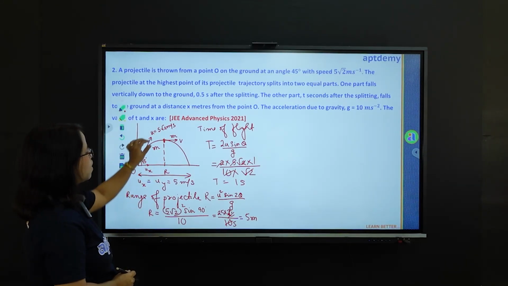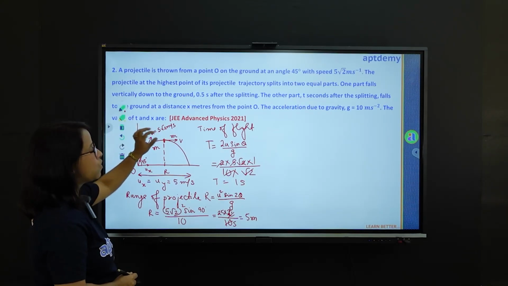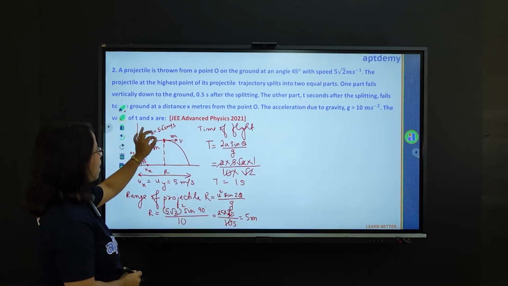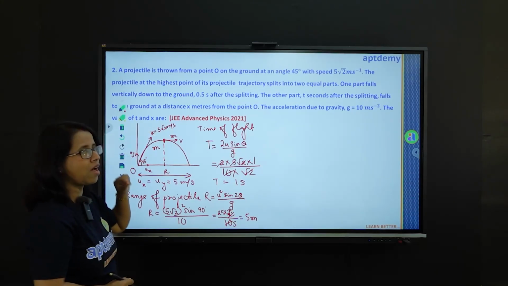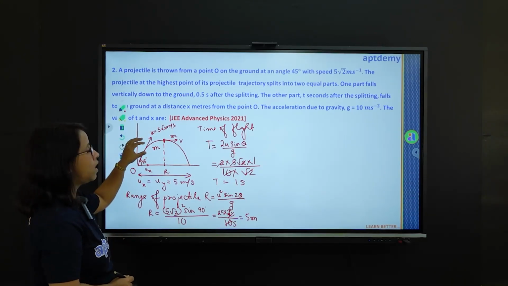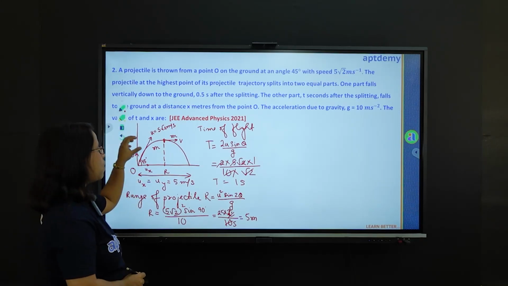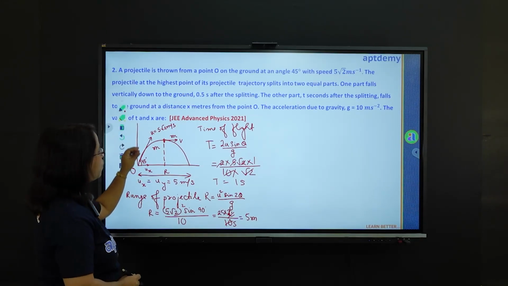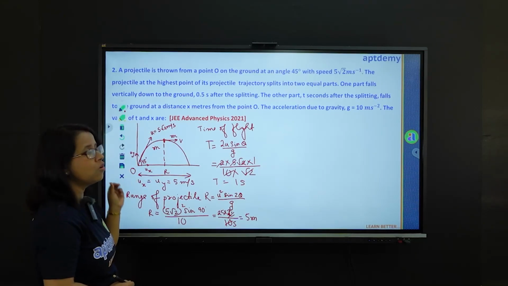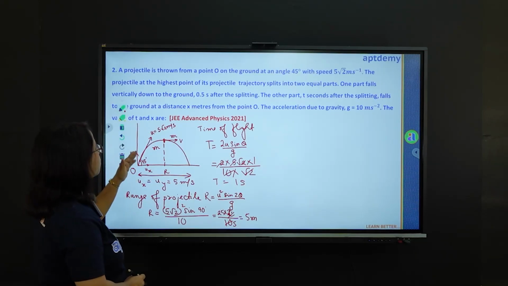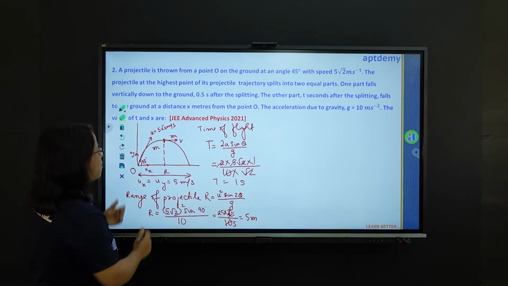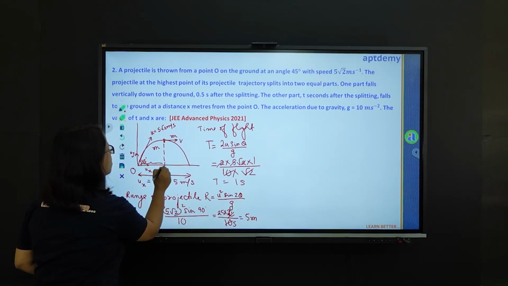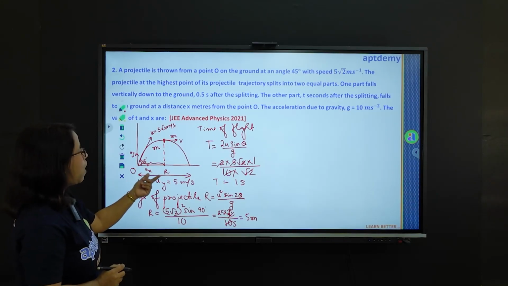Now just note, till the time the splitting was not there, the projectile was moving along this particular path till it reached the highest point. Let us assume that the net mass of the projectile was 2m and it was moving with a speed of 5 root 2 meter per second, and by the time it reached the highest point, it had covered a horizontal distance equal to R by 2.